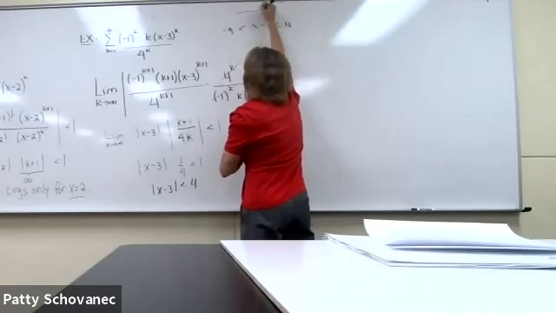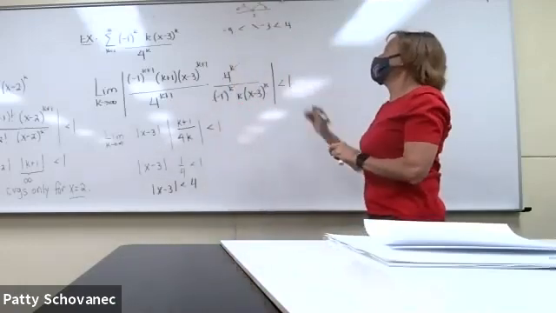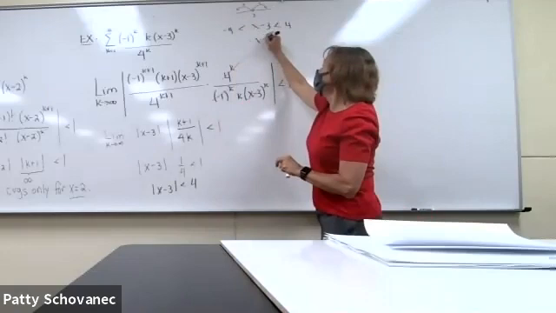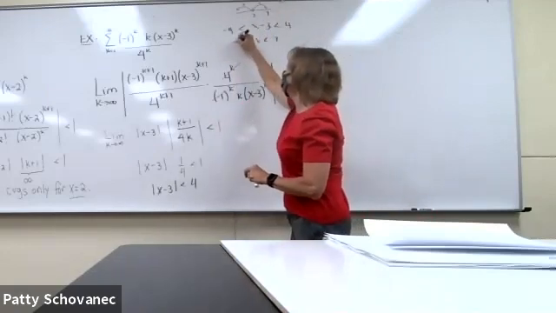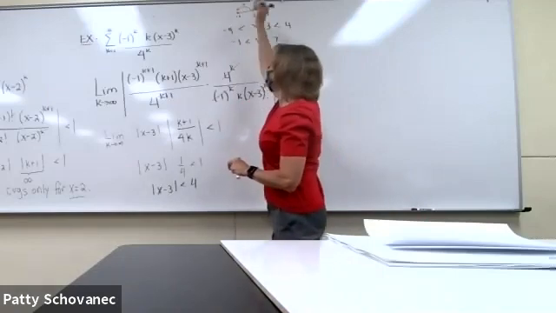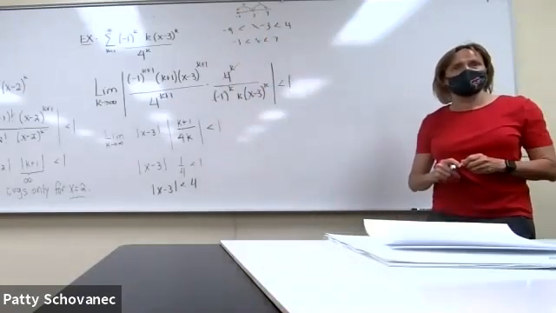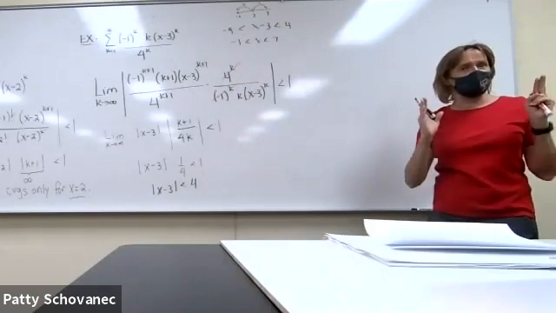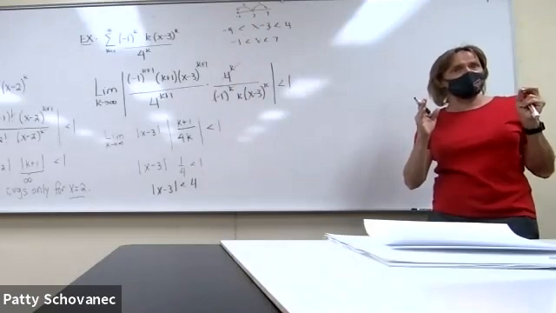Right? As I described, here's 3. Go 4 units that way, go 4 units that way. And so that says x is smaller than 7, but bigger than -1. For all numbers in there, this power series converges. Now we're going to check what happens at each endpoint.